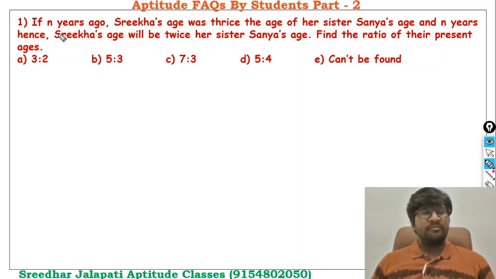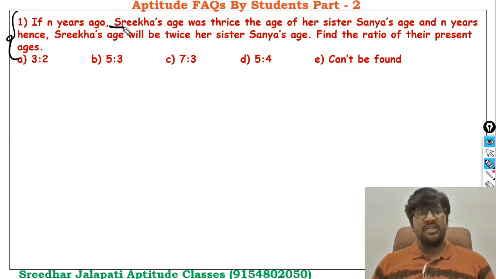Here is the solution. N years ago, Shrikha's age was thrice the age of her sister Sanya's age, and N years hence, Shrikha's age will be twice her sister Sanya's age. Find the ratio of their present ages. So this question is problems on ages. You just have to write the equation for the information by assuming their present ages as variables.